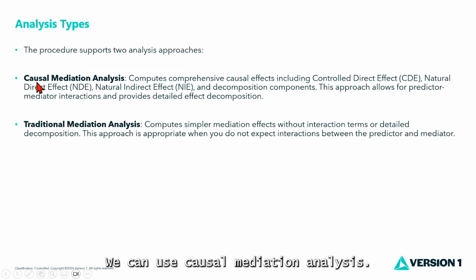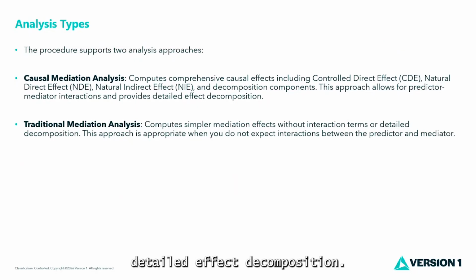Now we have two analysis approaches. We can use causal mediation analysis. This computes comprehensive causal effects, including control direct effect, natural direct effect, natural indirect effect, and decomposition components. This approach allows for predictor-mediator interactions and provides detailed effect decomposition. You have traditional mediation analysis. This computes simpler mediation effects without interaction terms or detailed decomposition. This approach is appropriate when you do not expect interactions between the predictor and mediator.